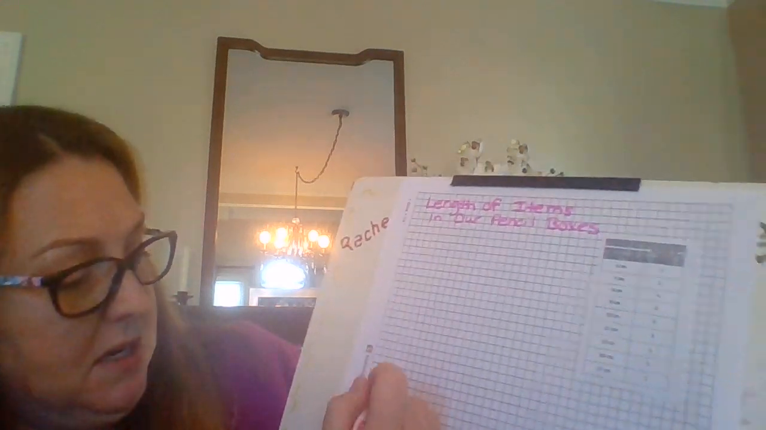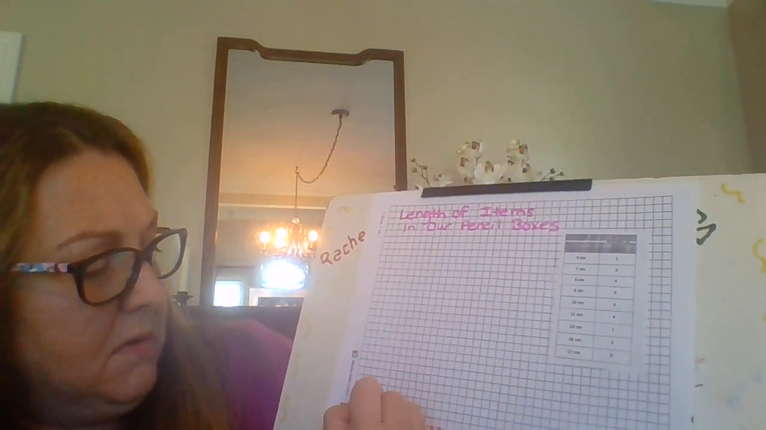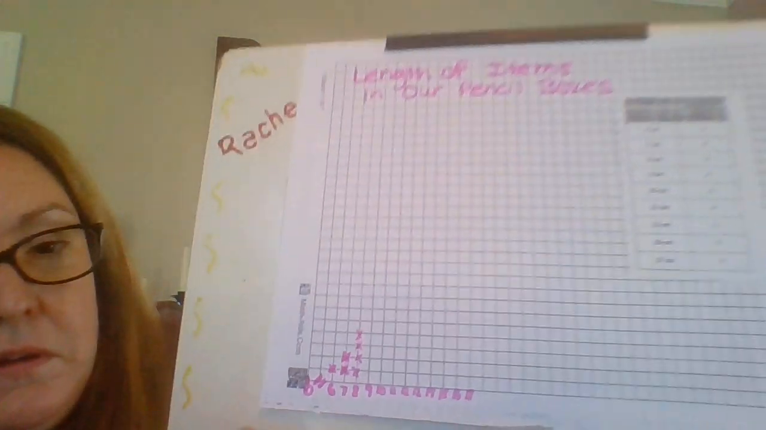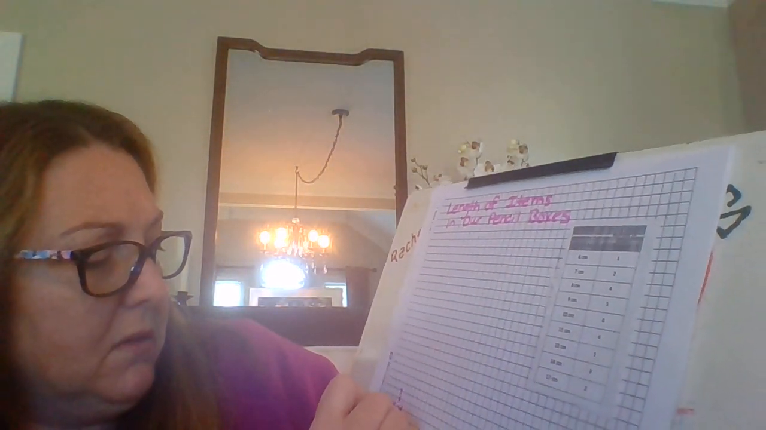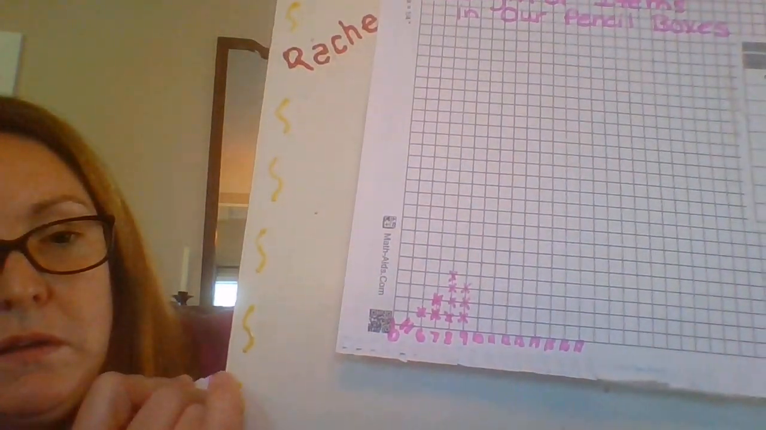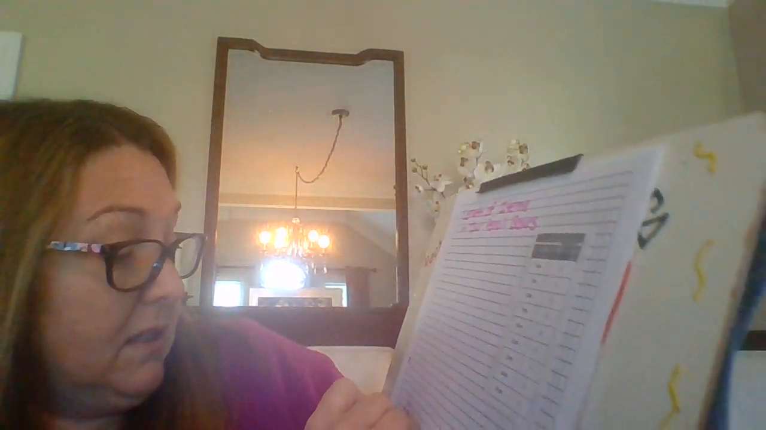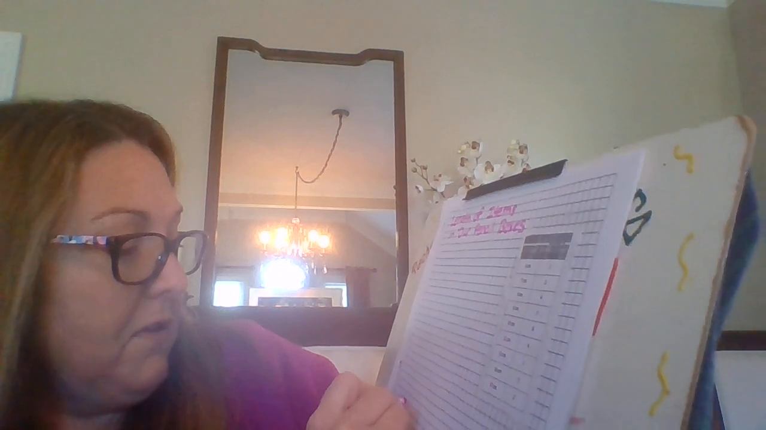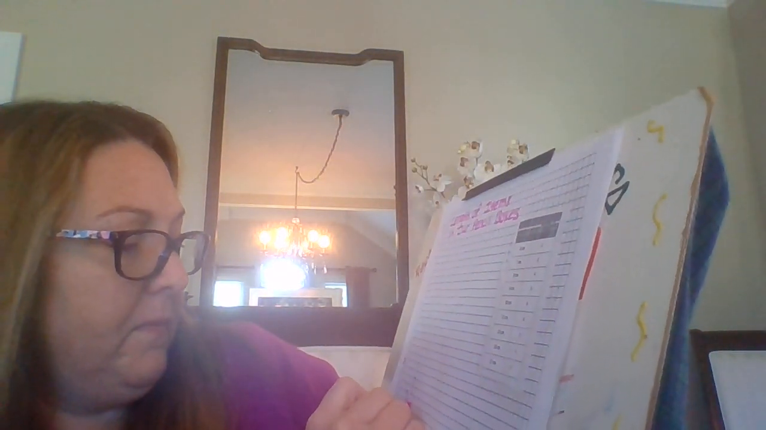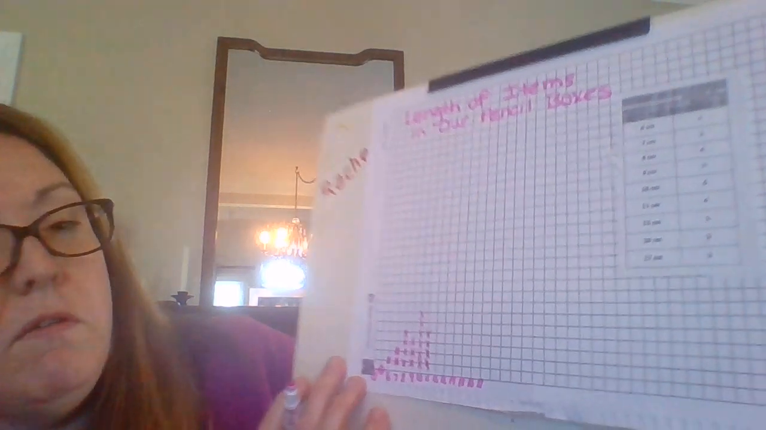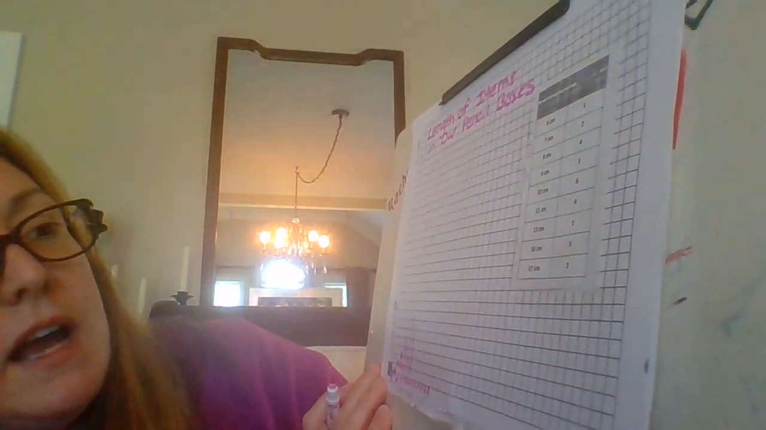So for 8, I had 4 X's. 1, 2, 3, 4. For 9, I had 3 X's. 1, 2, 3. For 10, I had 6. Wow, that's the biggest one so far. So my 10 looks like this. For 11, I had 4. For 13, I had 1.